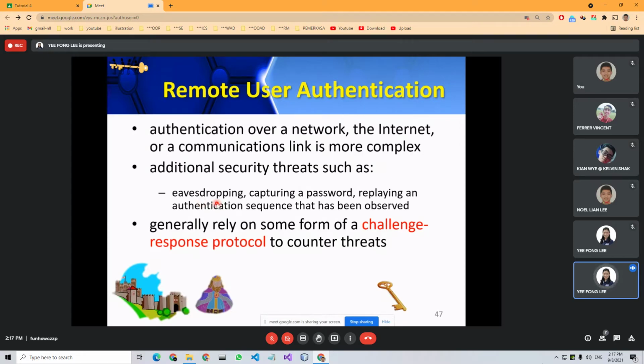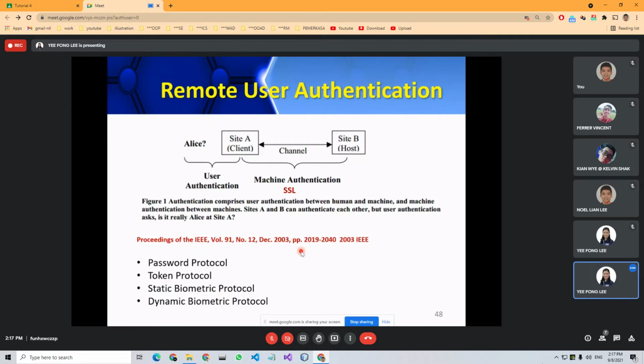They might be able to capture the password. How about this one? Remote user authentication is a mechanism in which the remote server might verify the legitimacy of the users. Since this is remote, they need to verify the authenticity of the user over insecure communications channels.